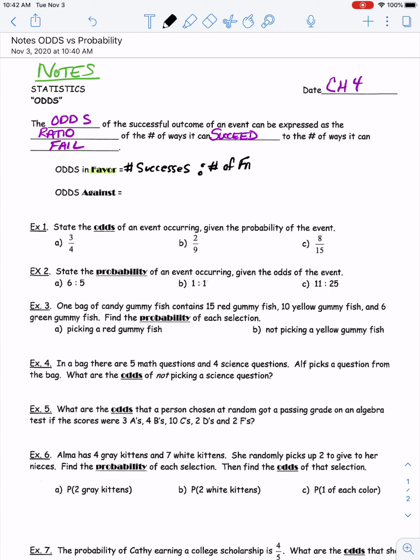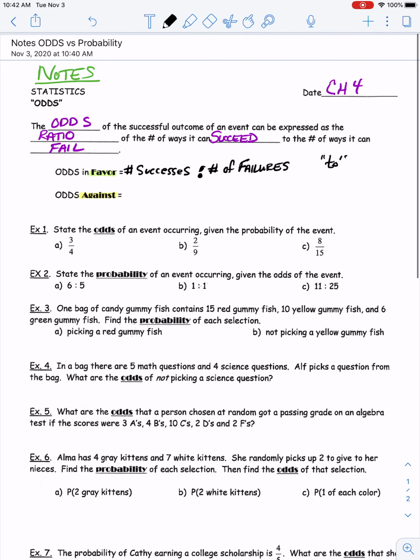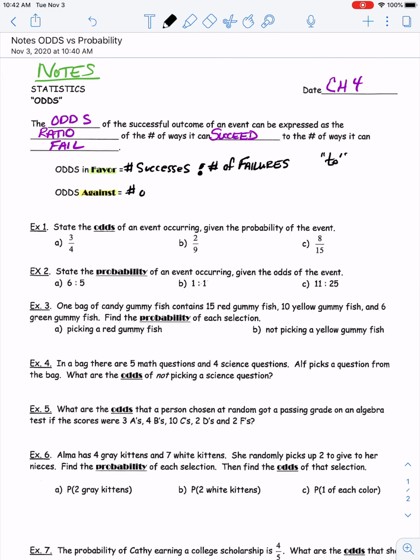Honestly, I usually use this little colon mark when I do odds, but you can also write them as fractions, or you can even use the word "to" where I put the colon symbol, and that's okay too. If we reverse it and say the odds against, instead of starting with successes, you start with the failures: the number of failures to the number of successes. You're going to put those as a ratio.